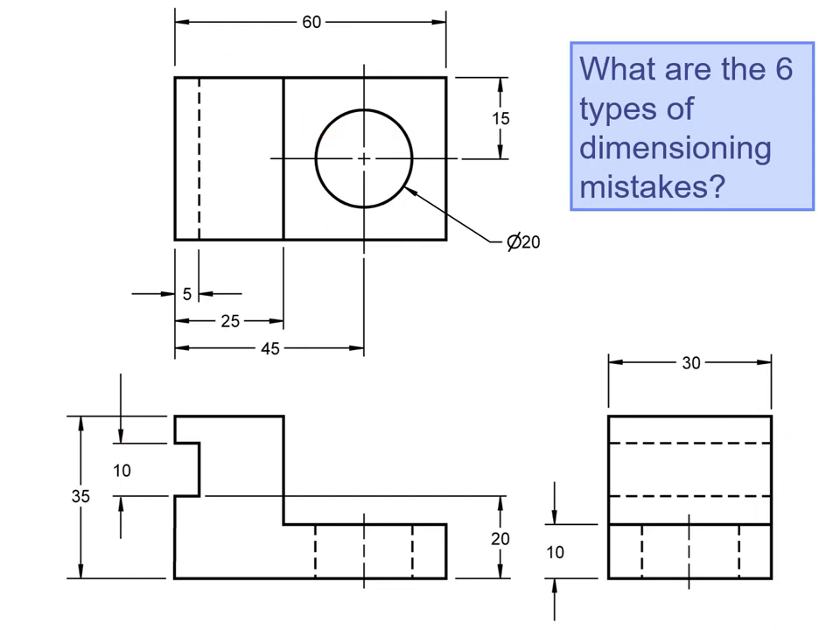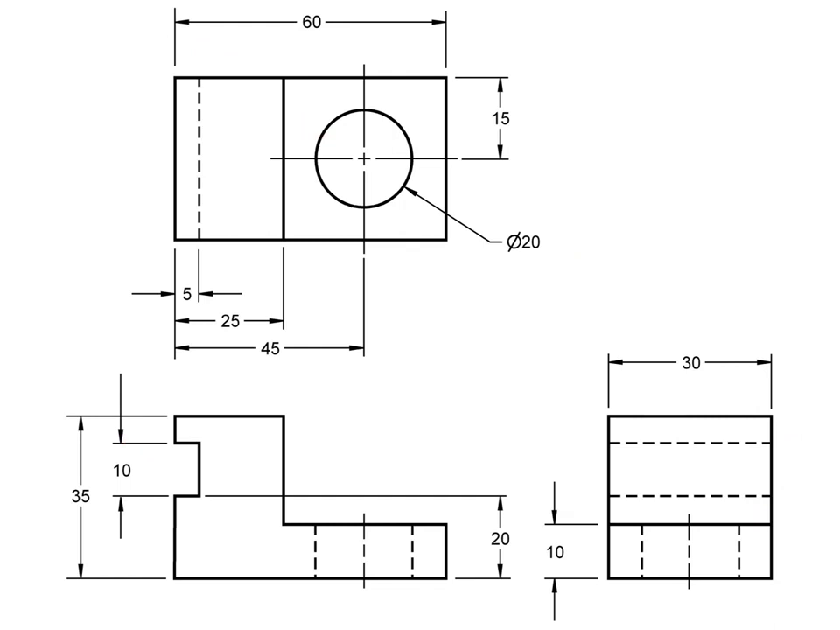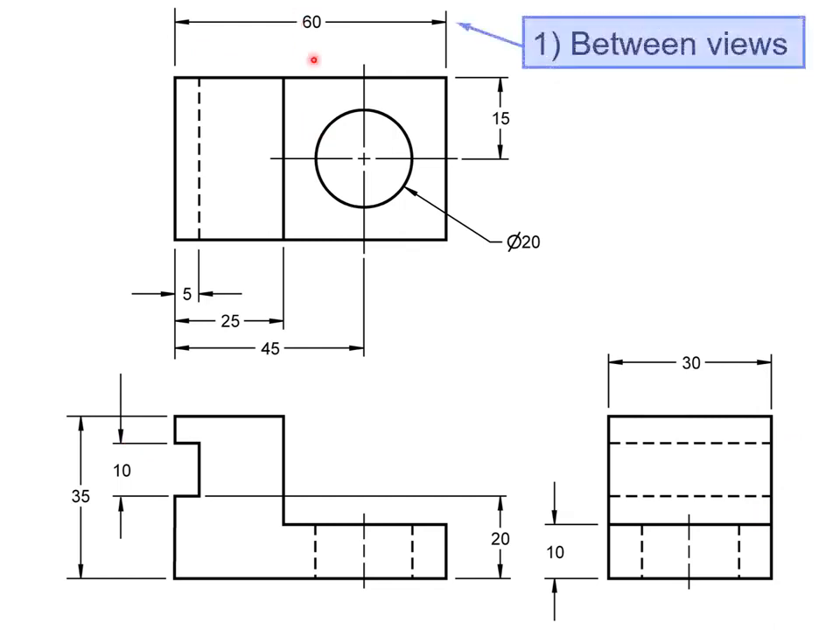Next slide. Okay, so let's take a look at the first mistake. Again, you try and place dimensions between the views. Here we have a dimension on the outside. It's okay if you leave it on the outside. It just looks better if you bring it in and group it with the other dimensions, and it's between the front and top view.